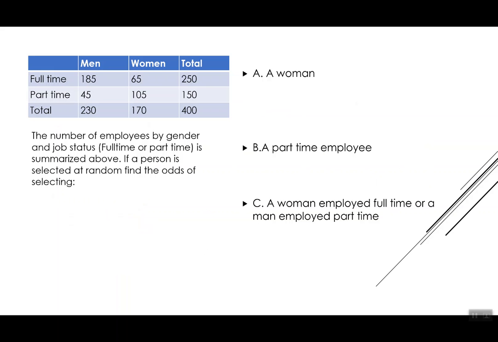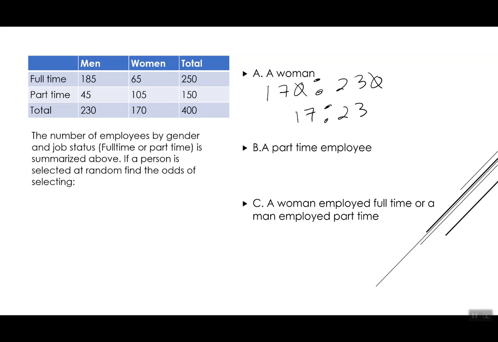It says the number of employees by gender and job status, full-time or part-time, is summarized above. If a person is selected at random, find the odds of selecting a woman. So look at our chart. We have 170 women to 230 men. We have these two zeros, they can cancel out, so I end up with 17 to 23.